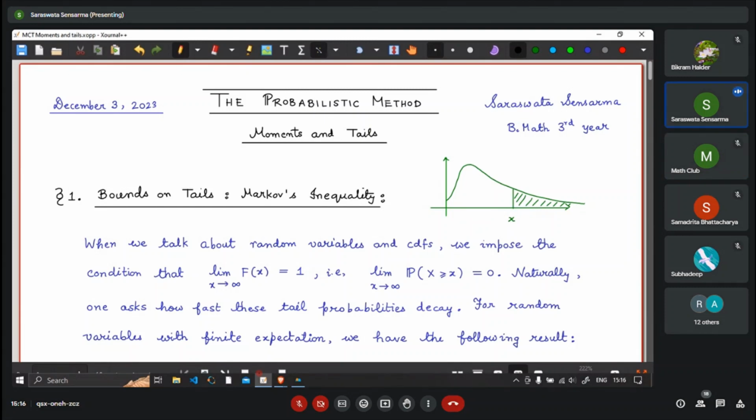So, let's start. The main idea behind today's talk was to introduce some very simple and fundamental inequalities which turn up everywhere in probability. No real background knowledge is required for those, but they turn out to be very useful. First is this observation of how to bound the tails of random variables.